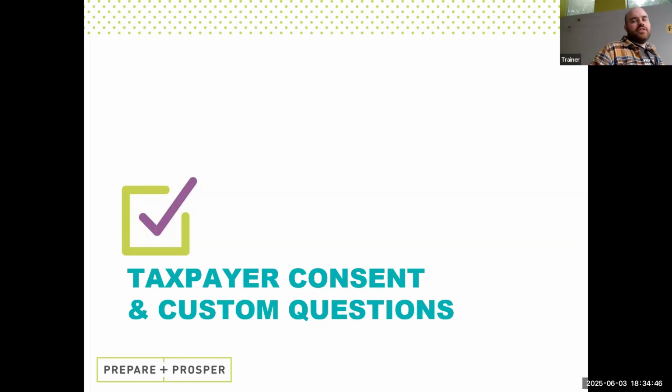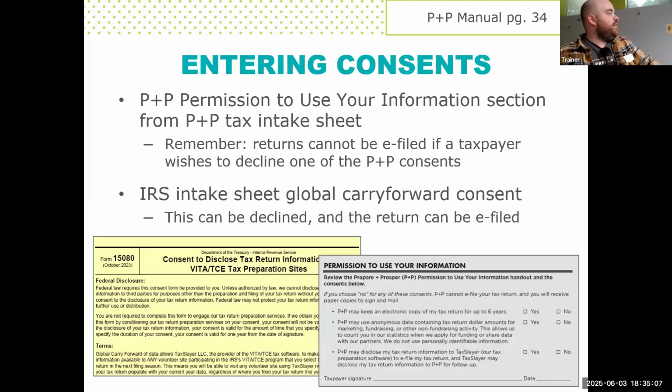Who can remind me which intake sheet the mandatory customer consent pages are on? Yes, they're on the top of the inside fold. Yours aren't folded. They're on the top of the second page of the gray intake sheet, the P&P intake sheet. That's really counterintuitive for people, because I think people tend to think, oh, the IRS one must be the big heavy duty required one. Not the case.